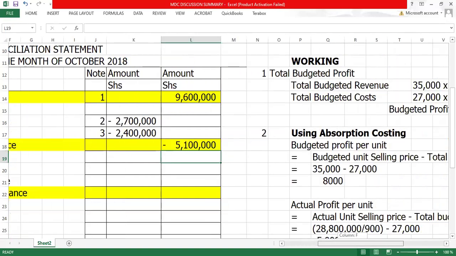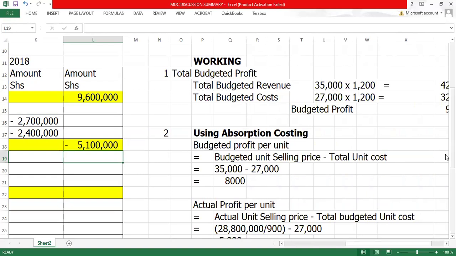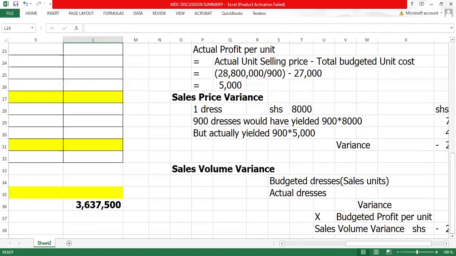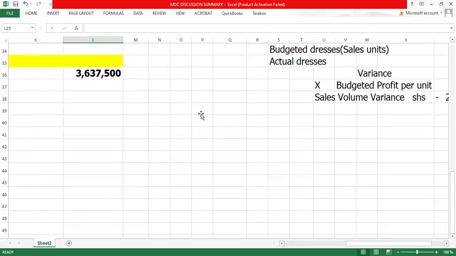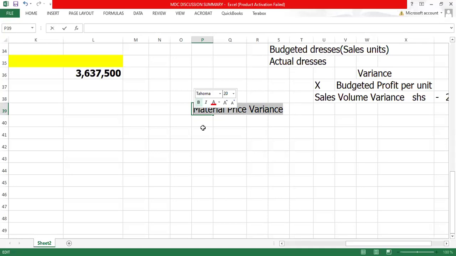And now we proceed to the material price variance. So with material price variance, how do you get this material price variance?